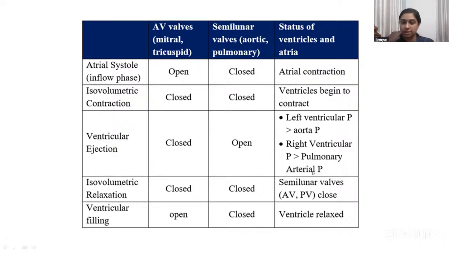The next phase is the isovolumetric relaxation. Here also all the valves are closed, the semilunar and AV valves. Next is the ventricular filling. Here the AV valves are open, and the semilunar valves, the aortic and pulmonary valves, are closed, and the ventricle is finally relaxed.